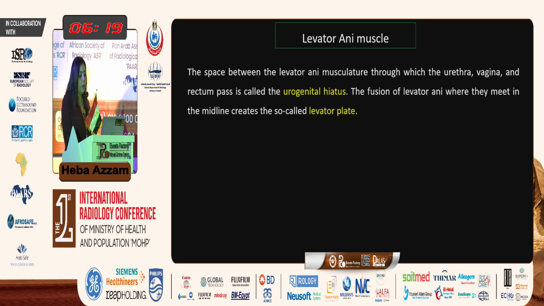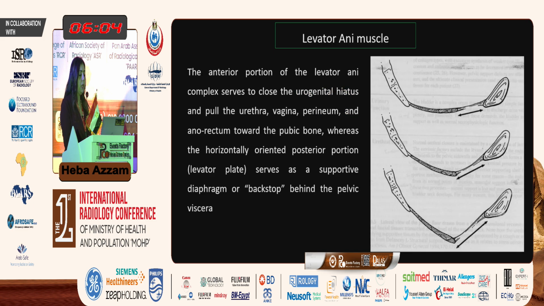The space between the levator ani muscles through which the urethra, vagina, and rectum pass is called the urogenital hiatus. The fusion of the levator ani where they meet in the midline creates the so-called levator plate, as we said before. The anterior portion of the levator ani complex serves to close the urogenital hiatus and pull the urethra, vagina, perineum, and anorectum toward the pubic bone, while the horizontally oriented posterior portion, the levator plate, serves as a supportive diaphragm or backstop behind the pelvic viscera.